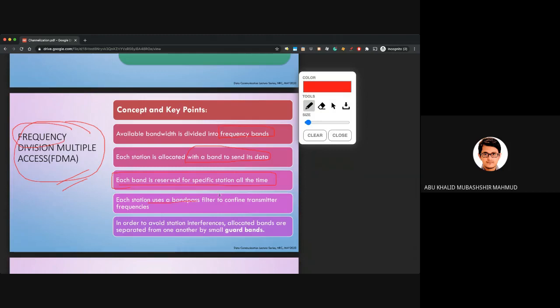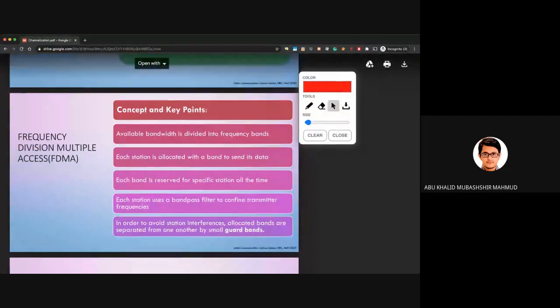So each station uses a bandpass filter to confine transmitter frequencies. That is, it catches the total signal and then filters it to receive its specified signal frequencies. So in order to avoid station interference, allocated bands are separated from one another by guard bands. So this topic we have seen during the multiplexing topic. So these topics are very similar, as you can see. So let's move on forward.